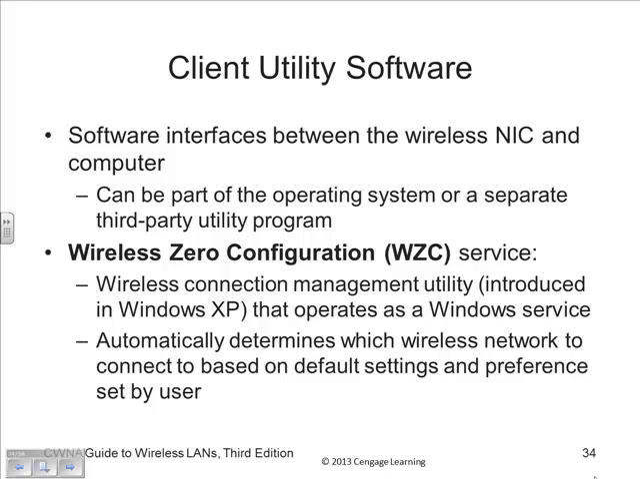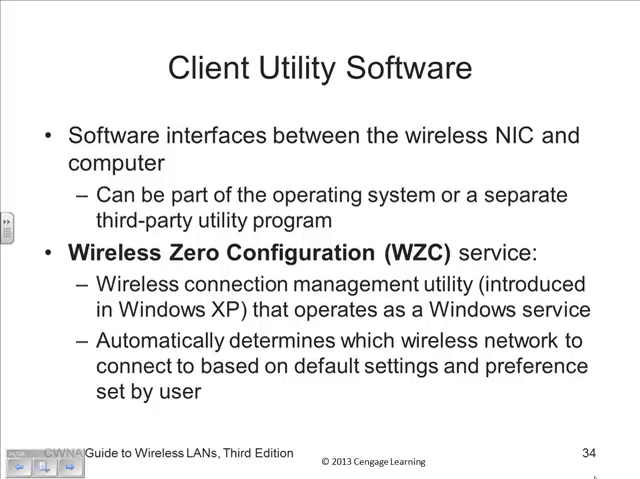Wireless Zero Configuration is a management utility that was introduced in XP, makes it easier to connect to wireless, more automatic. Service Pack 2, I think. It determines which wireless network to connect to based on the default settings or preferences set by the user. It's in Windows 7. It's the thing that allows you to just go and connect to the network.